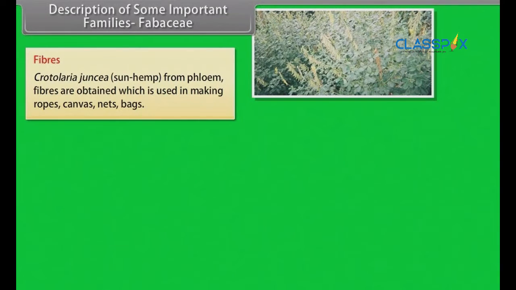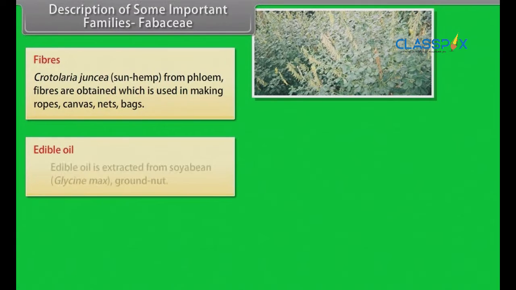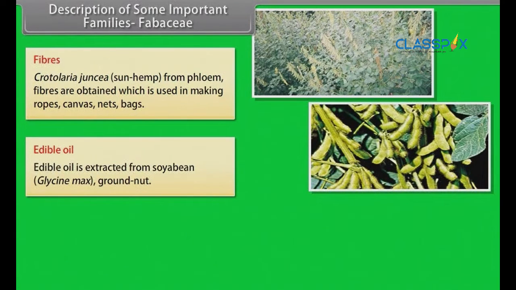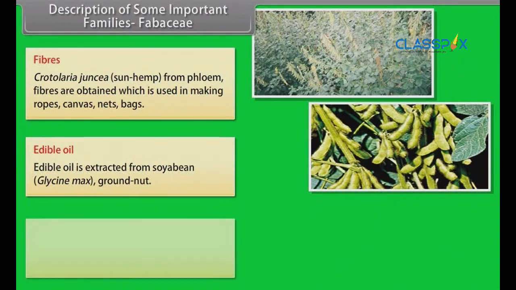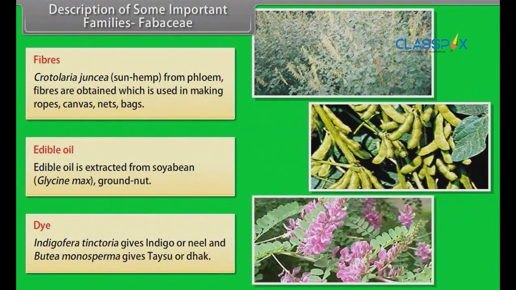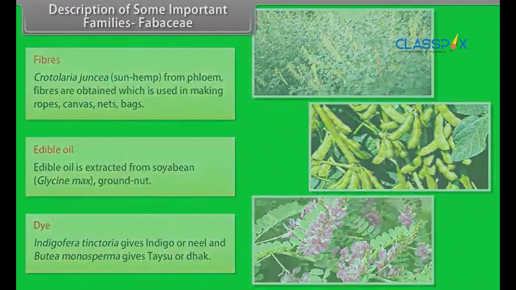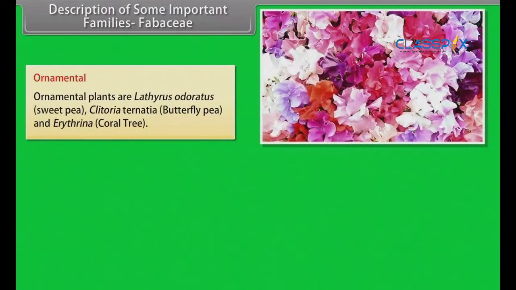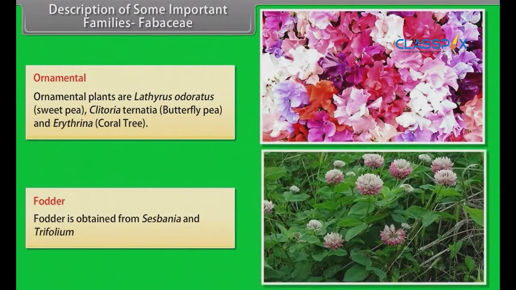Fibers. Crotalaria juncea, sunhemp, from phloem. Fibers are obtained which are used in making ropes, canvas, nets, bags. Edible oil. Edible oil is extracted from soybean, Glycine max, and groundnut. Dye. Indigofera tinctoria gives indigo or neel, and Butea monosperma gives tesu or dhak. Ornamental. Ornamental plants are Lathyrus odoratus, sweet pea, Clitoria ternatea, butterfly pea, and Erythrina, coral tree. Fodder. Fodder is obtained from Sesbania and Trifolium.